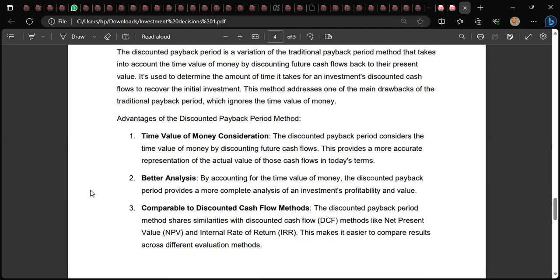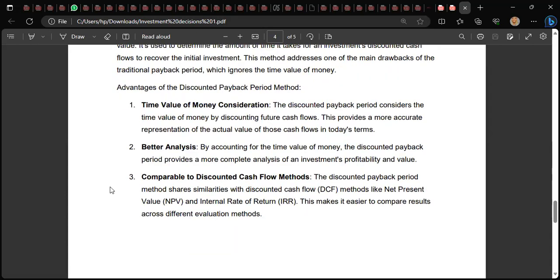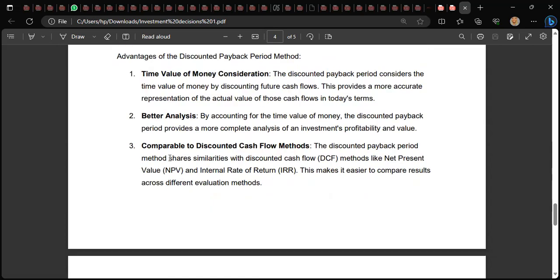What are the advantages of this discounted payback period? Obviously, one, it takes into consideration the time value of money. Better analysis by accounting for the time value of money. The discounted payback period provides a more complete analysis of the investment's profitability and value. And then it is comparable to the discounted cash flow method, so this one can be comparable to your NPV, your IRR. Right?